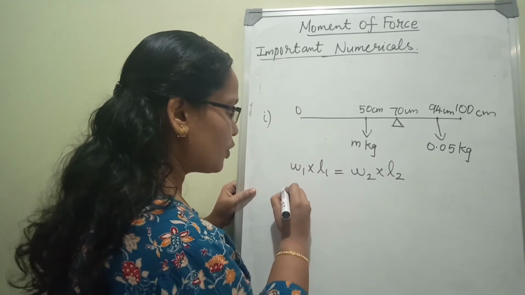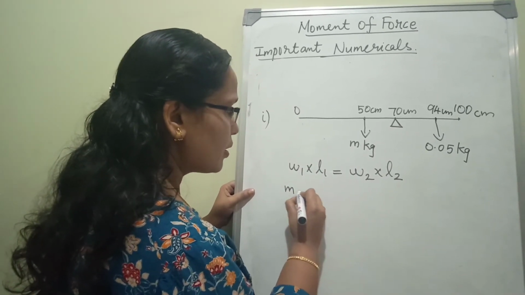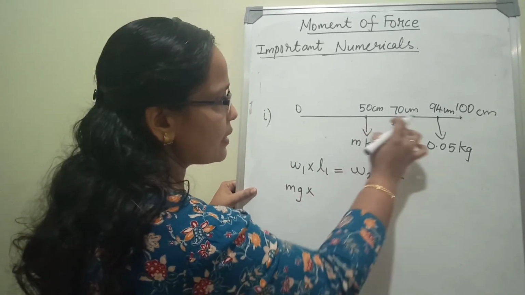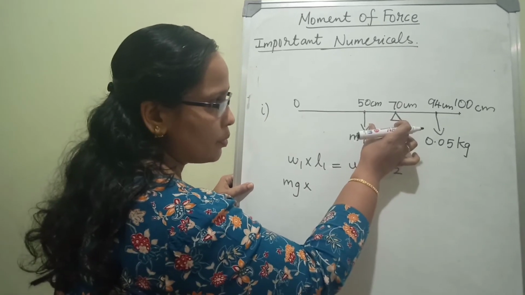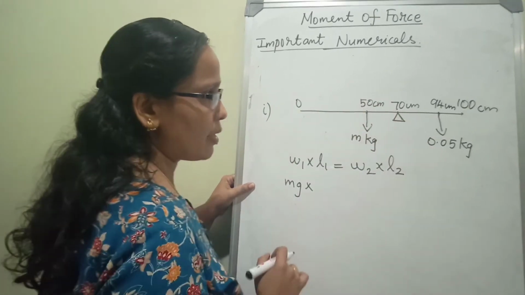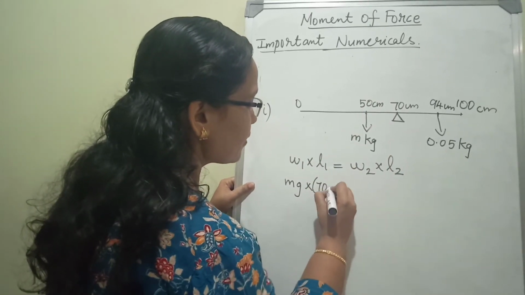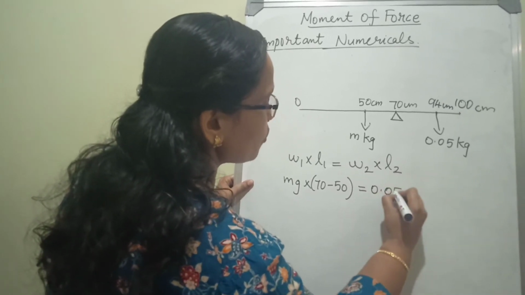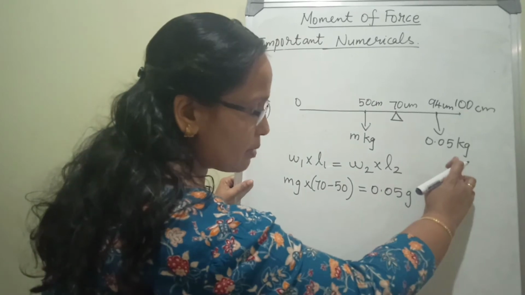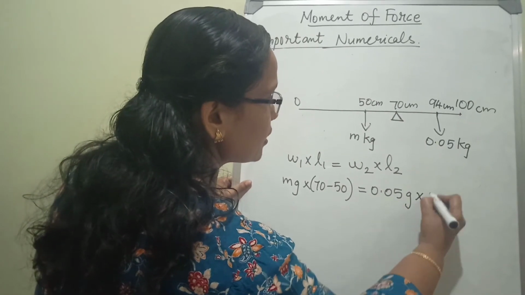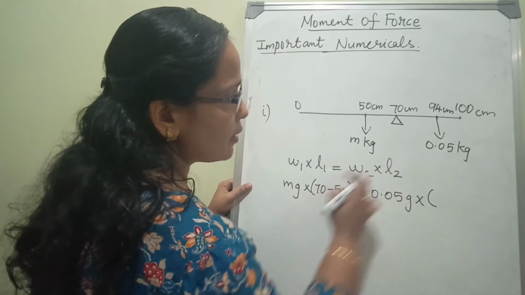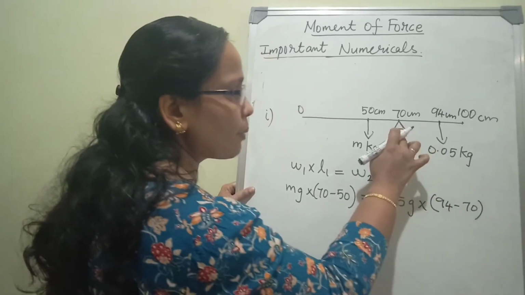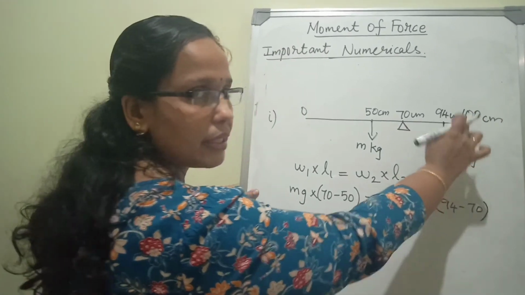Here weight is mg. G also we can take, no problem, mg into length. What is the distance between these two? From the pivot to the mass, 70 minus 50, is equal to W2. We can take 0.05 G, because this is mass, so weight will be into G, into the distance 94 minus 70, from the pivoted point to the weight.